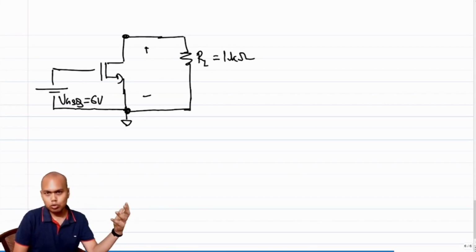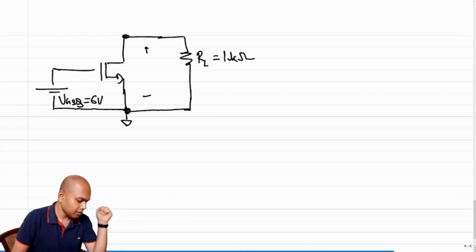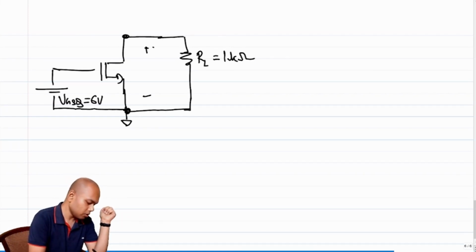But in order to do so, I'll have to apply a VDS, right? Is the transistor in saturation in the way I have drawn? What is the voltage difference between the drain and the source?